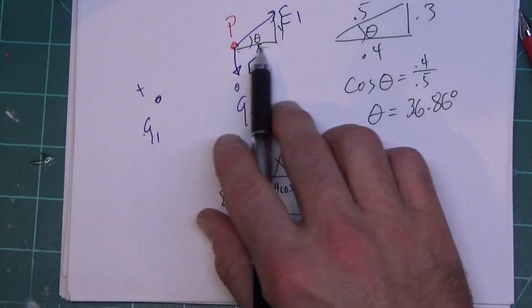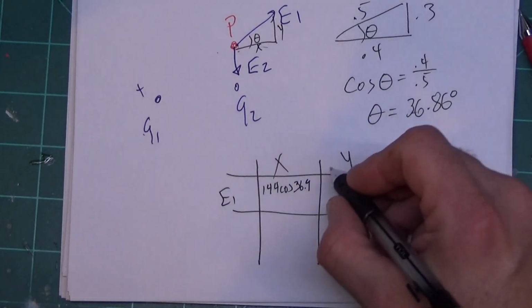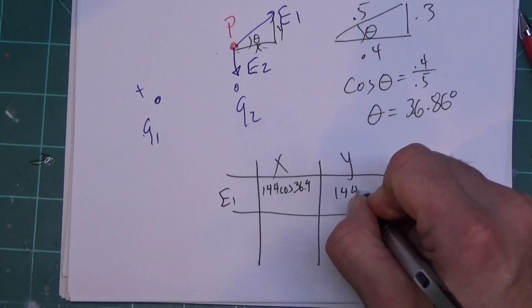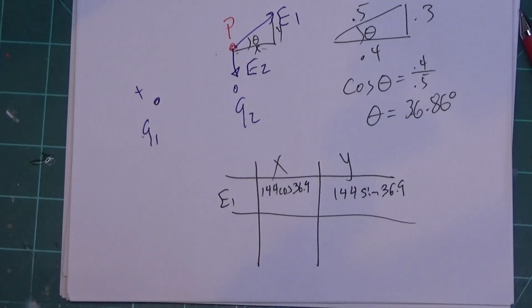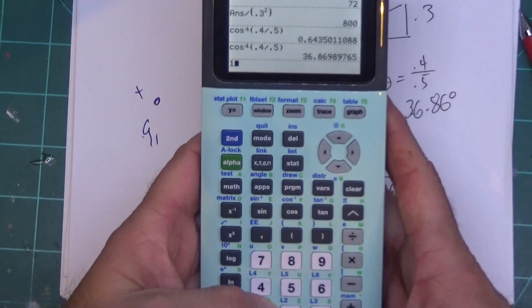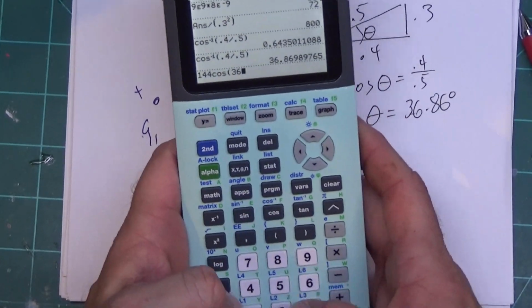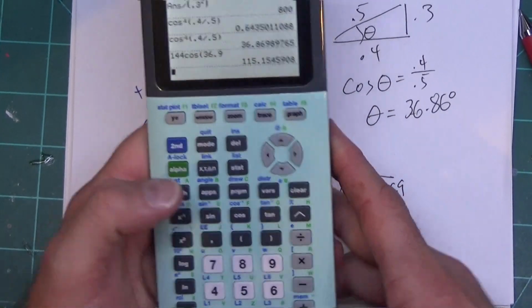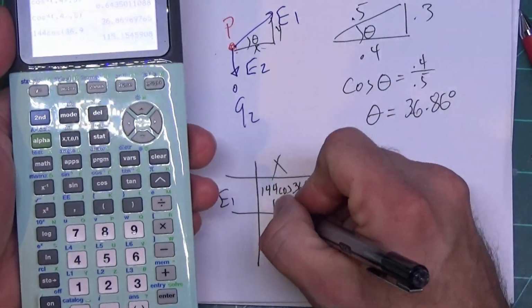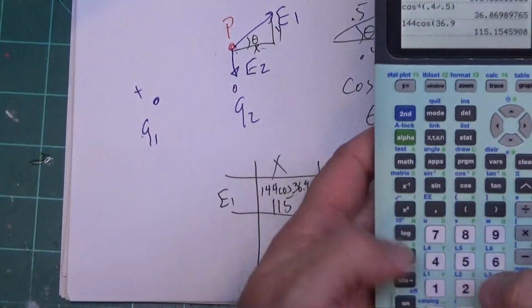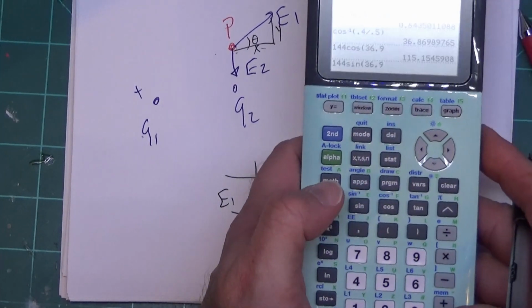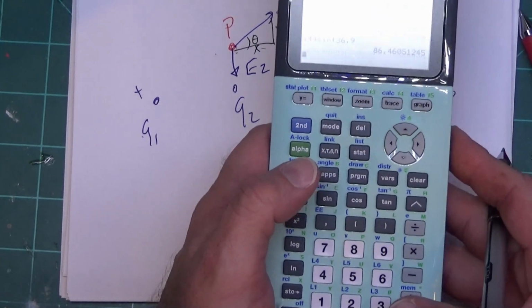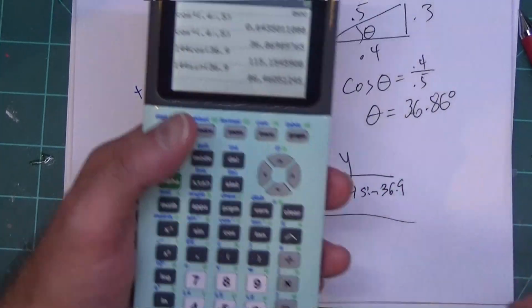Now that's positive because the x component is positive. The y component is going to be positive too. So that's 144 sine 36.9. Let's push some buttons on the calculator. 144 cosine 36.9, and that comes out to 115. 144 sine 36.9, and that comes out to 86.5. I'm a little off on the screen, sorry.